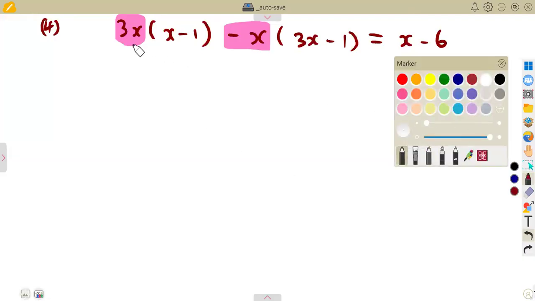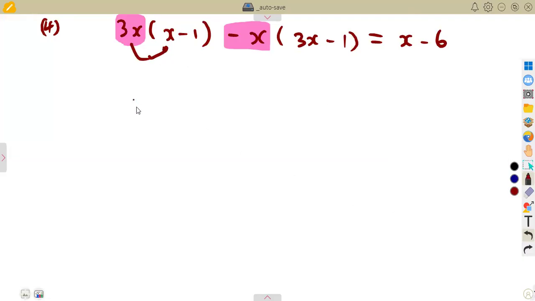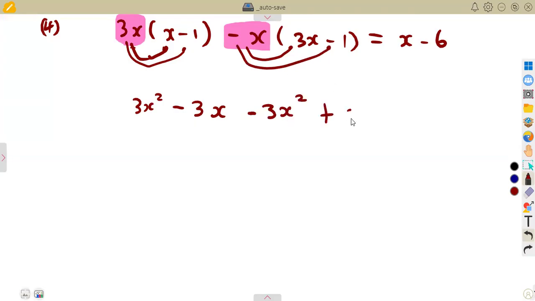So let's multiply. 3x times x will be 3x squared. 3x multiplies negative 1, that is going to be negative 3x. So 3x multiplies everything in the first bracket. The second bracket is distributed by negative x. So it's negative x multiplying 3x, which is going to be negative 3x squared. Negative times a negative is going to be a positive x. And this is equal to x minus 6.